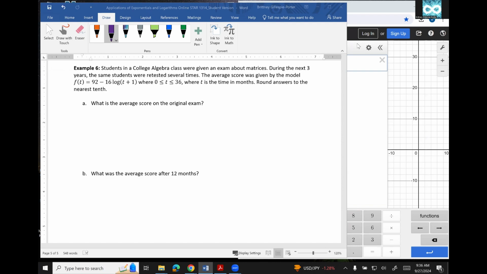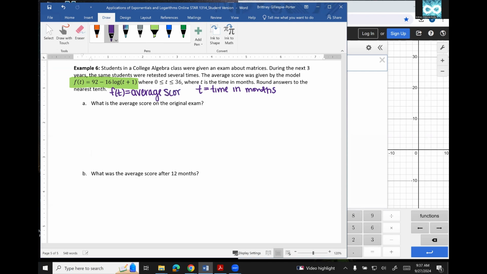The average score was given by the model f of t equals 92 minus 16 log of t plus 1, where 0 is less than or equal to t, less than or equal to 36, where t is the time in months, and we're being asked to round to the nearest tenth. It says the average score was given by this model, which means that f of t is our average score.